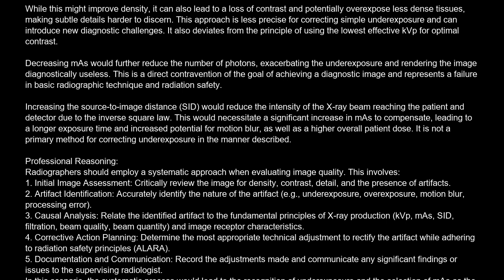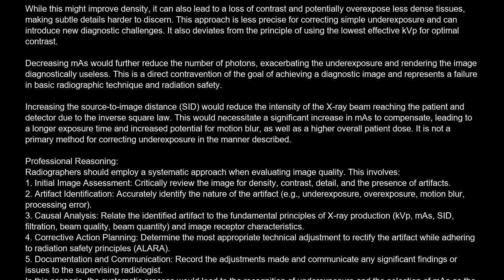Increasing the source-to-image distance, SID, would reduce the intensity of the X-ray beam reaching the patient and detector due to the inverse square law. This would necessitate a significant increase in mAs to compensate, leading to a longer exposure time and increased potential for motion blur, as well as a higher overall patient dose. It is not a primary method for correcting underexposure in the manner described.